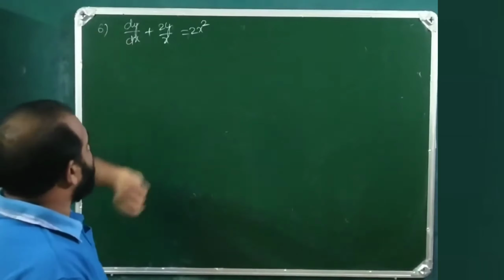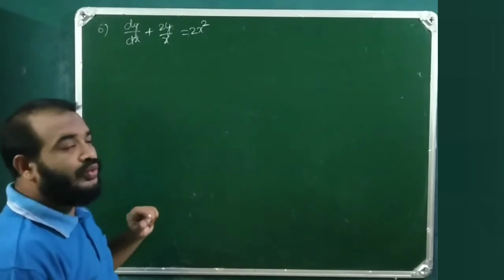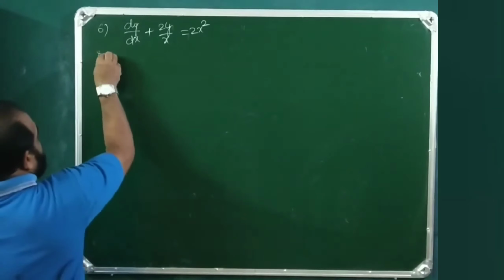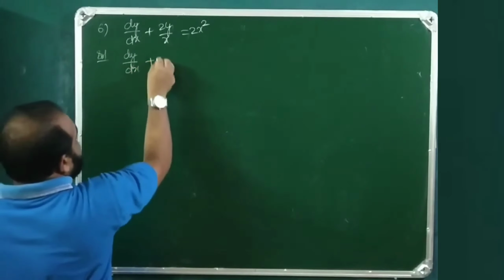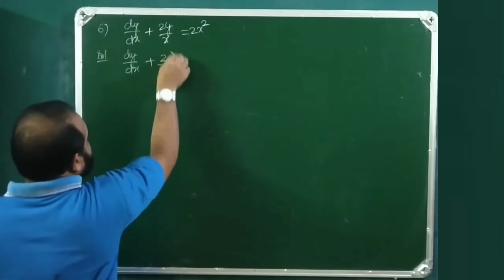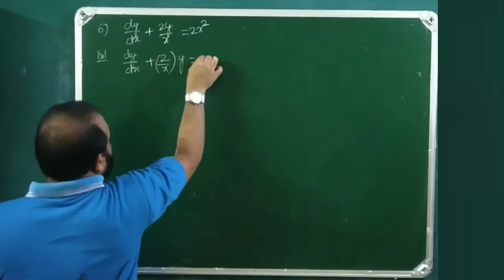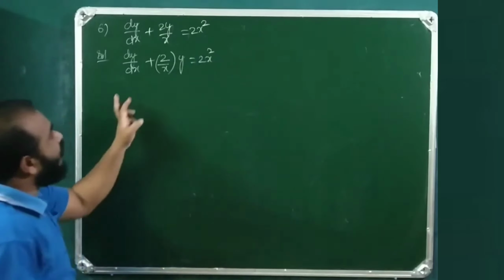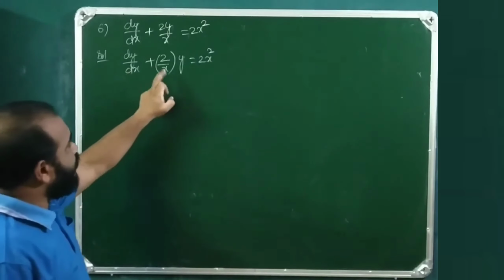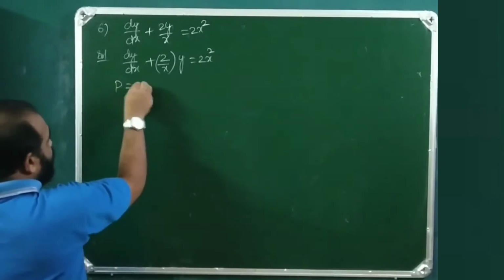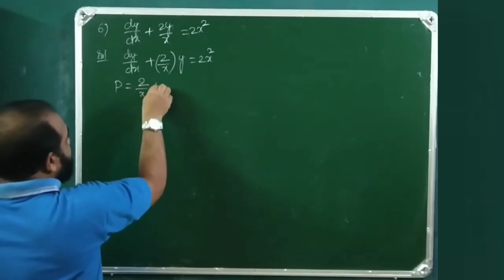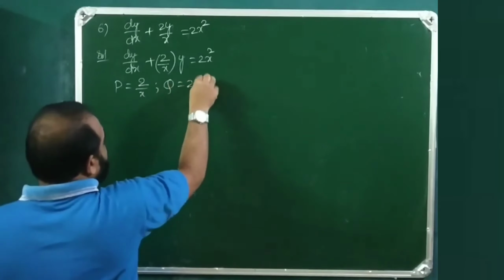Next question: dy/dx + 2y/x = 2x². So dy/dx + (2/x) y = 2x². Now it is in the form dy/dx + Py = Q, where P = 2/x and Q = 2x².